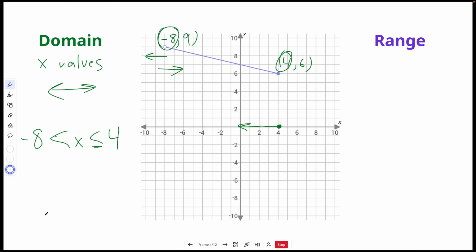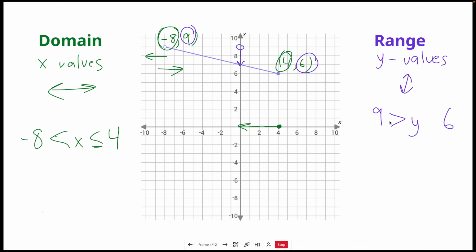For the range, it should make sense here that we're going to look at the y values, and we're looking at up and down here. So let's start with 9 and 6 with a y in the middle. And let's start from the 9. So 9 is an open circle, and this graph goes down, right? So those numbers are getting smaller as I go down. So we would say y has to be less than 9.